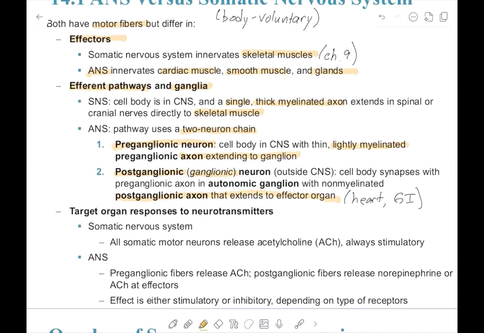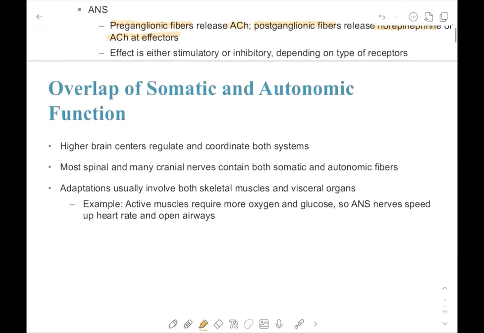Then the target organ responds to neurotransmitters. The one you learned about in chapter 9 was acetylcholine. In the autonomic nervous system, the preganglionic one is always going to release acetylcholine, and the postganglionic is going to release either norepinephrine or acetylcholine. So there's not too many different neurotransmitters that you need to learn.